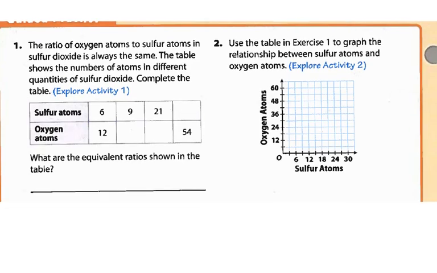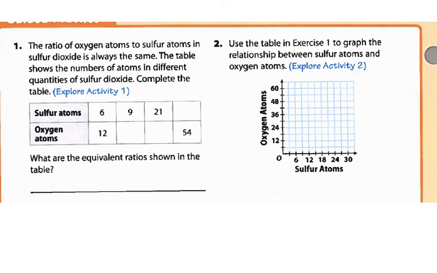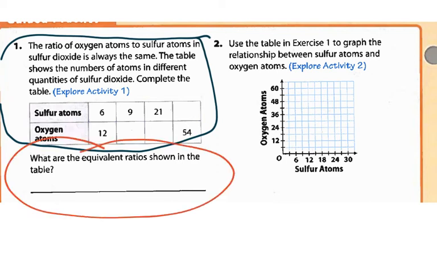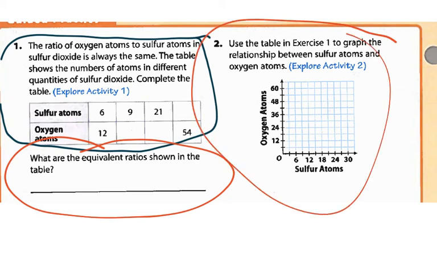Okay, we're going to take a look at this one. This is what your assignment is like, the formative. I gave you this formative in 3 questions. This is one question to fill in the table. This is another question to write the equivalent ratios. And then the third question is to graph it. That's all I gave as the assignment.